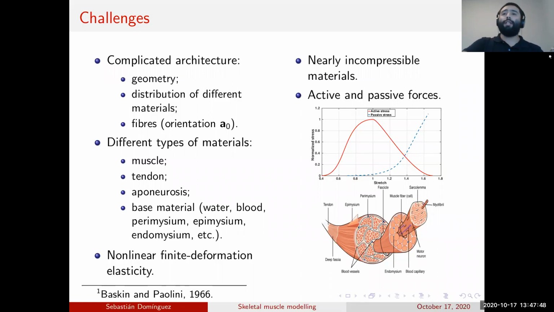So these active forces I'm referring to, which is the red curve here, are actually contributions from electrical impulses from your brain that make your fibers shorten from their initial length. And that would generate a force.